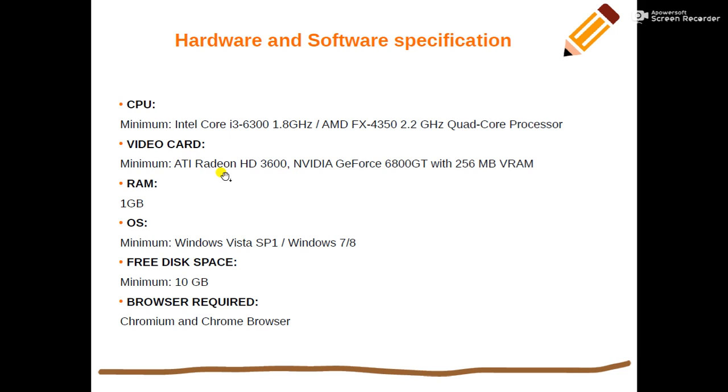It depends upon what video card you are using. The minimum is Radeon HD 3600, NVIDIA GeForce 6800 GT, with 256 MB of video RAM. RAM, 1 GB minimum requirement. OS: Windows Vista Service Pack 1, Windows 7, 8 or 10 we can use. Minimum free disk space for browsers to install is 10 GB, and for smooth working, so that we can store data, the minimum is 10 GB.